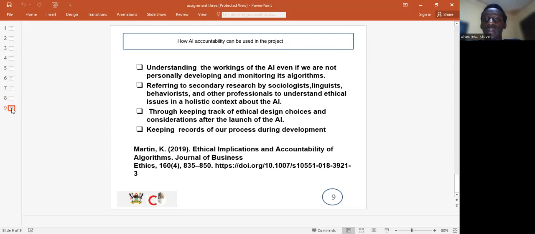Understanding how AI accountability can be used in the project. One, understanding the working of the AI, even when we are personally developing and monitoring its algorithms. The second is referring to secondary research by sociologists, linguists, behaviorists, and other professionals to understand the ethical issues of a holistic context about the AI. The third one is keeping track of ethical design choices and considerations after the launch of the AI. Then the fourth and last one is keeping records of our process during development.